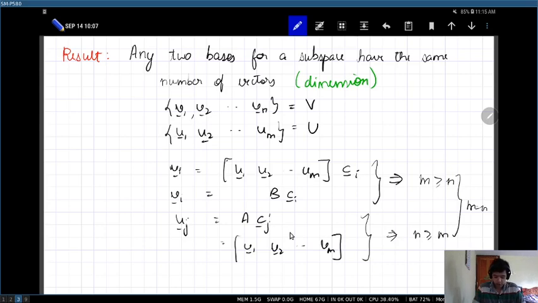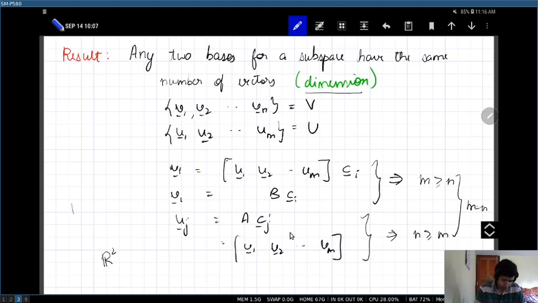So in other words, to summarize, if you have a vector space or a subspace which has one basis with n vectors, then every other basis for this subspace or vector space must have the same number of vectors. And the number of vectors, which is unique for a subspace, is called the dimension of the subspace or the dimension of the vector space. So for example, if you take R2, then every basis for R2 must have exactly 2 vectors. It cannot have fewer than 2 vectors or greater than 2 vectors.